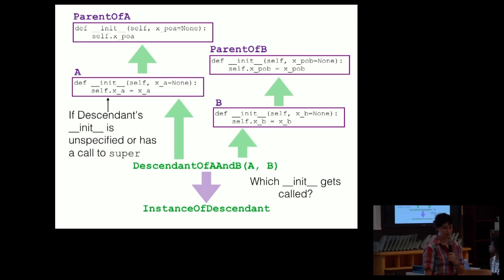And the short answer is that the inits on B and parent of B are completely unreachable. Because if you don't specify an init on descendant, if you put a call to super in the init of descendant, super calls the parent's copy of that same method, but super follows the MRO, so super will go to A. A super call in A will go to parent of A. There's no way to actually call B's init or parent of B's. So in this case, you can never initialize an instance of descendant with X sub B or X sub parent of B specified.